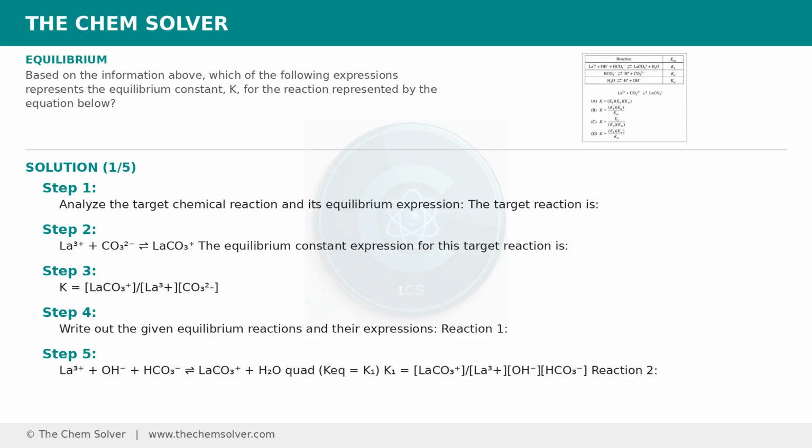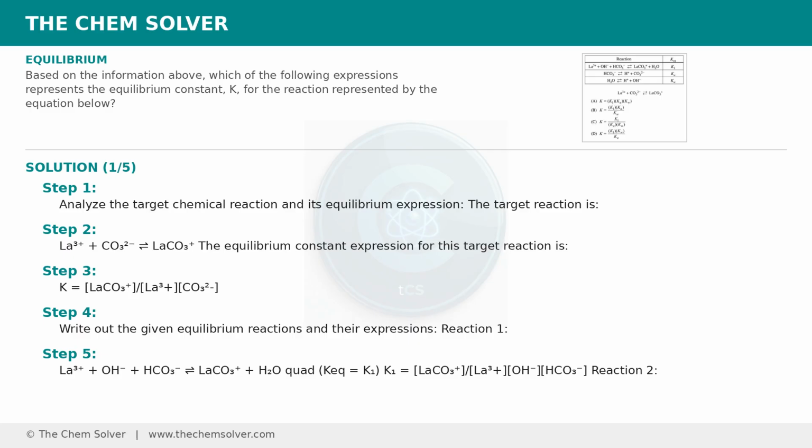Analyze the target chemical reaction and its equilibrium expression. The target reaction is La^3+ + CO3^2- in equilibrium with LaCO3^+. The equilibrium constant expression for this target reaction is K equals [LaCO3^+] over [La^3+][CO3^2-].